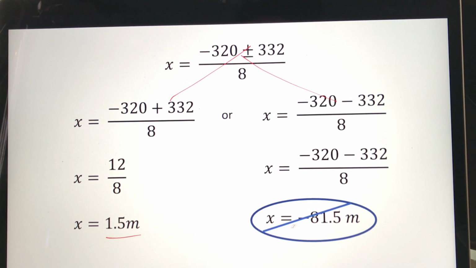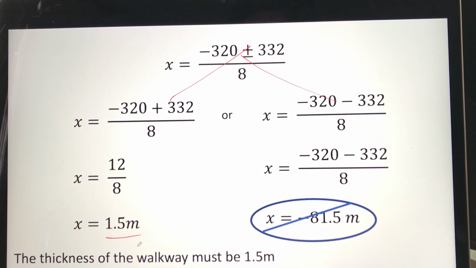Clearly we can't have a negative length. x was the width of the walkway. Since I can't have a negative, I ignore the negative and I accept the 1.5. So the thickness of the walkway must be 1.5 meters.